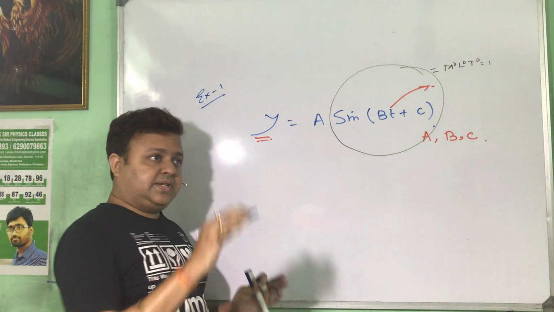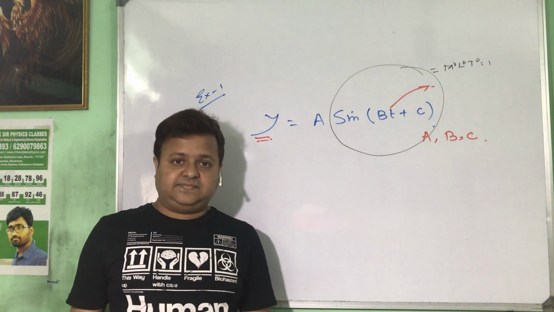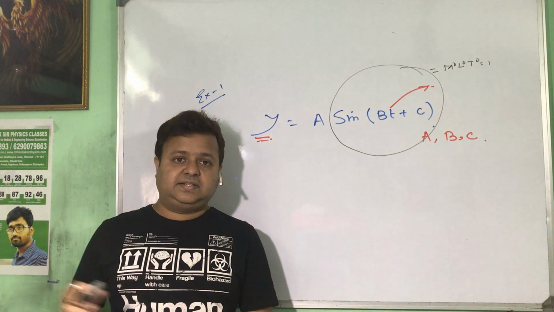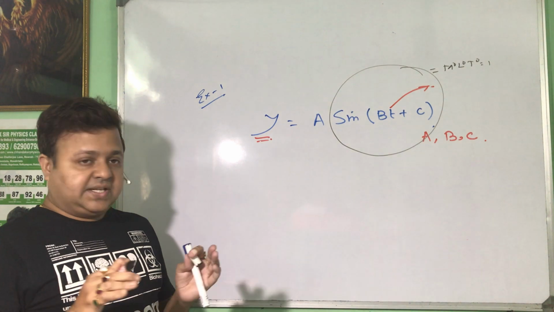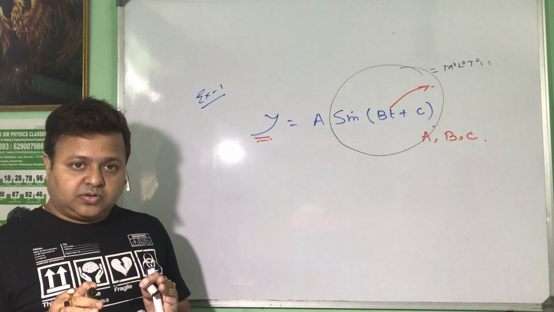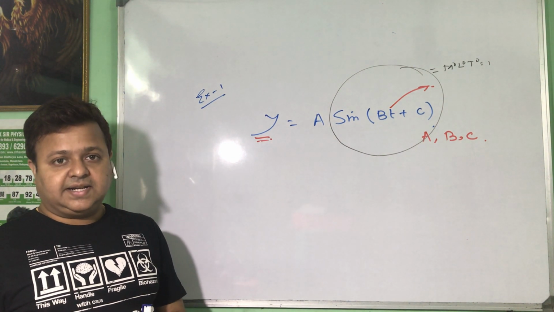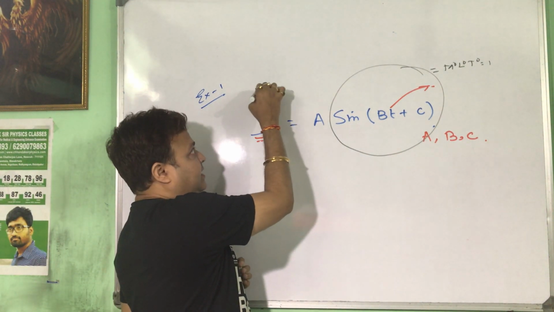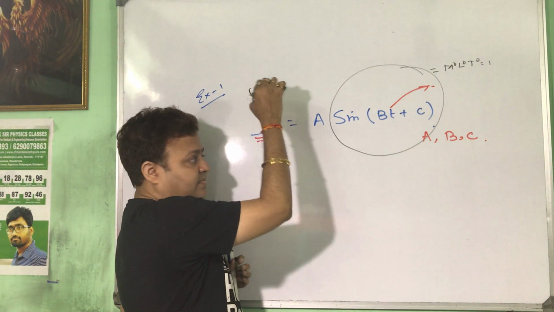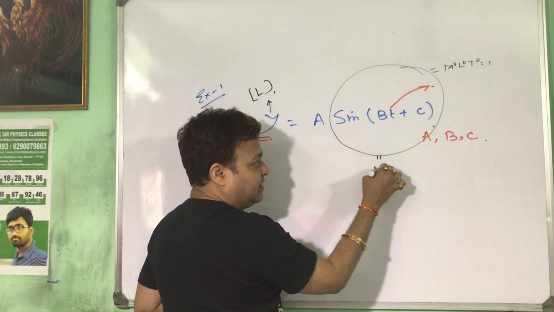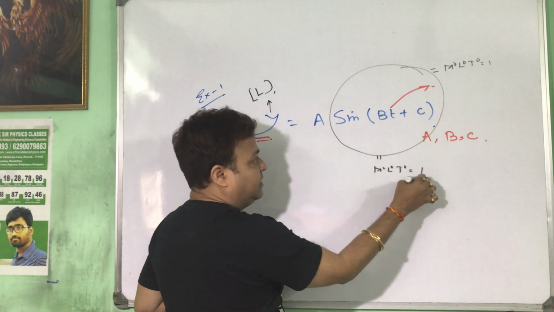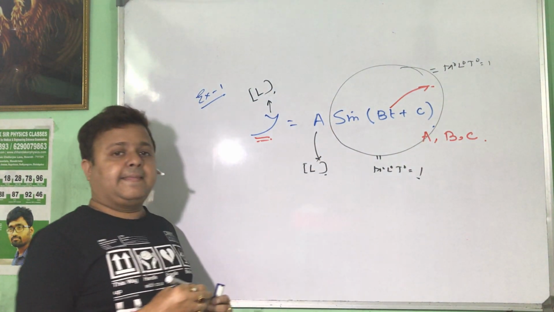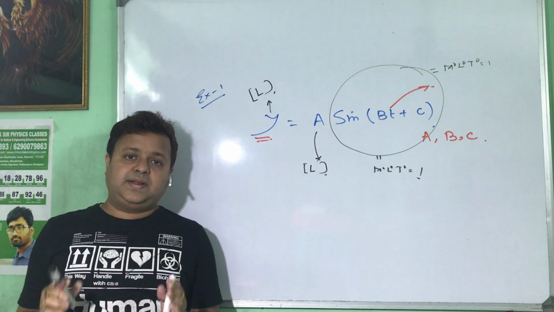But this is an equation in physics. Actually this is the equation in SHM, simple harmonic motion, last chapter. This is the equation in physics, so it must be a dimensionally correct equation. The dimension on the left hand side is length. This is a dimensionless quantity, that is 1. So the dimension of A must be equal to L according to the principle of homogeneity.